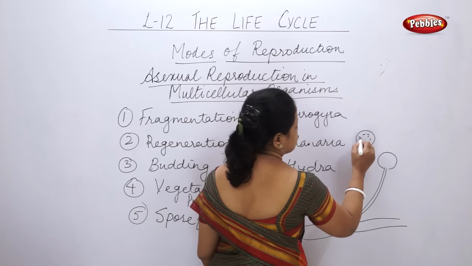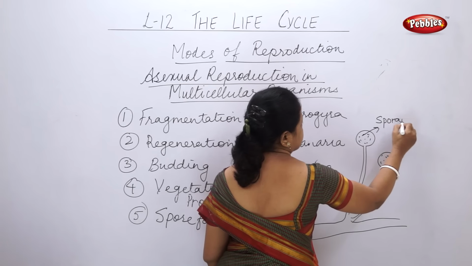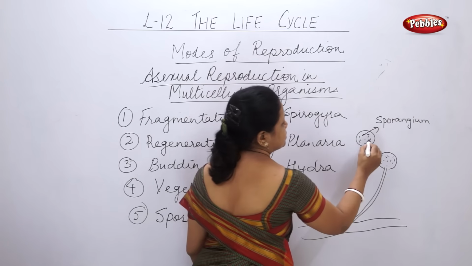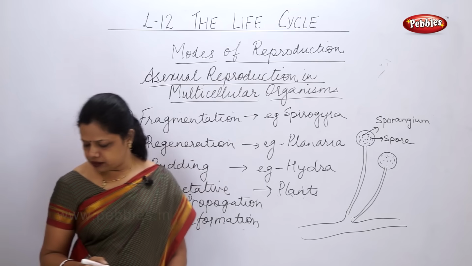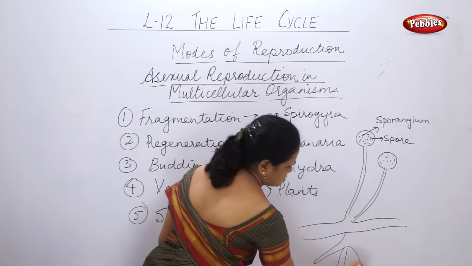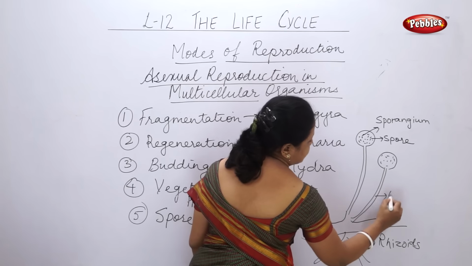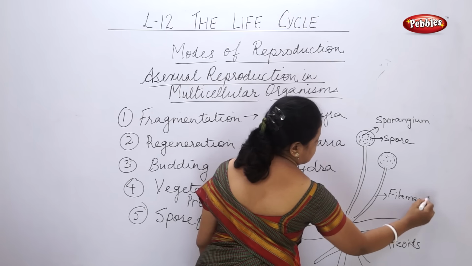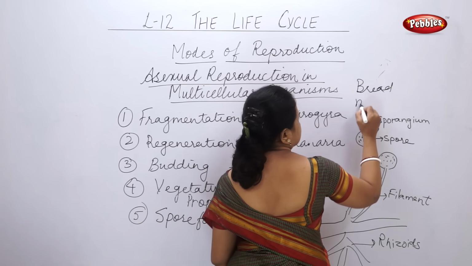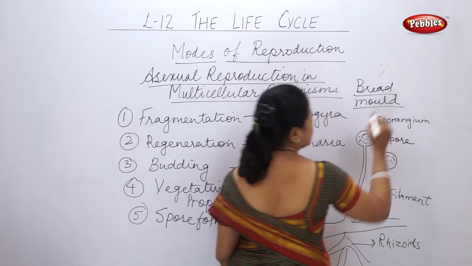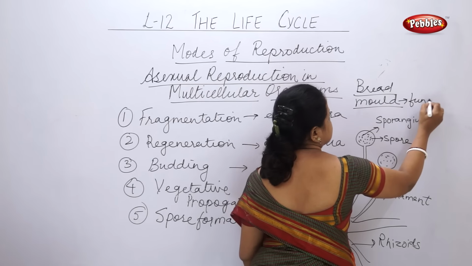Now this ball is called sporangium. Inside, these dots which I am making are called spores, and it has some root-like structures which are called rhizoids, and this is called filament. This is the structure of bread mold. When I say bread mold, the fungus growing on bread is called bread mold. So this mold is nothing but fungus.